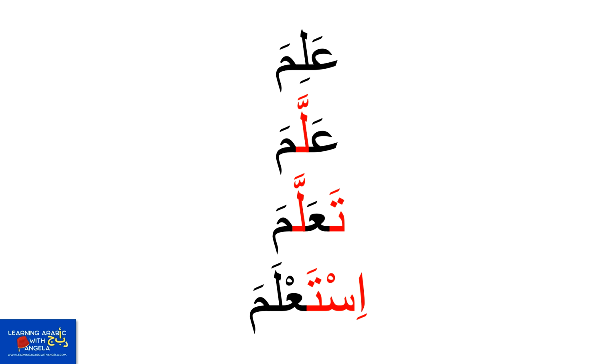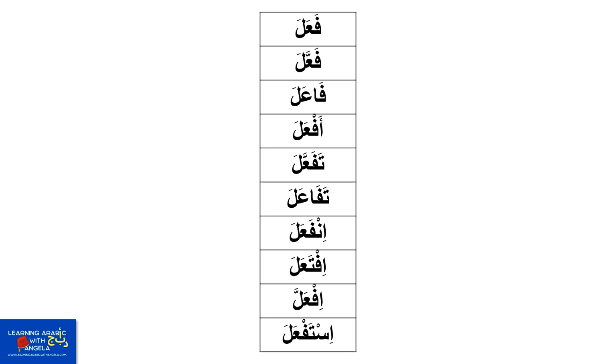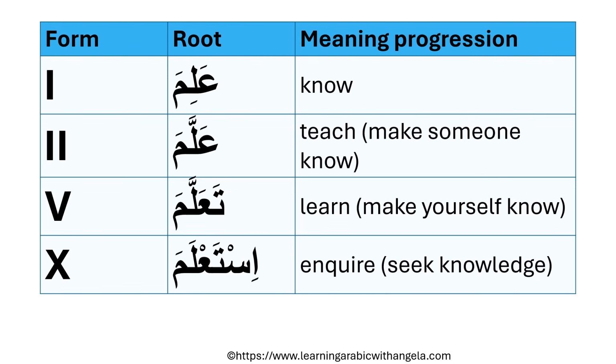Do you see what's happening here? Arabic isn't randomly inventing new words. It's taking one root and adding letters to create predictable changes in meaning. Every one of these patterns has its own personality. As we've discussed, pattern 1, alima, is to know. Pattern 2, allama, is to teach or make someone know. Pattern 5, ta'allama, is to learn or make yourself know, while pattern 10, ista'lama, is to inquire or seek knowledge.